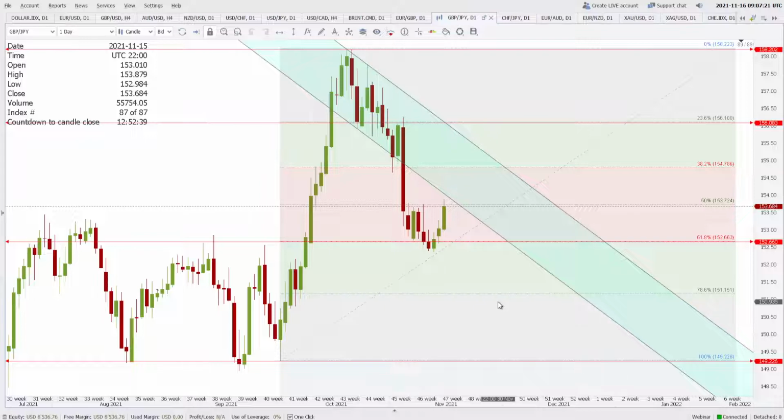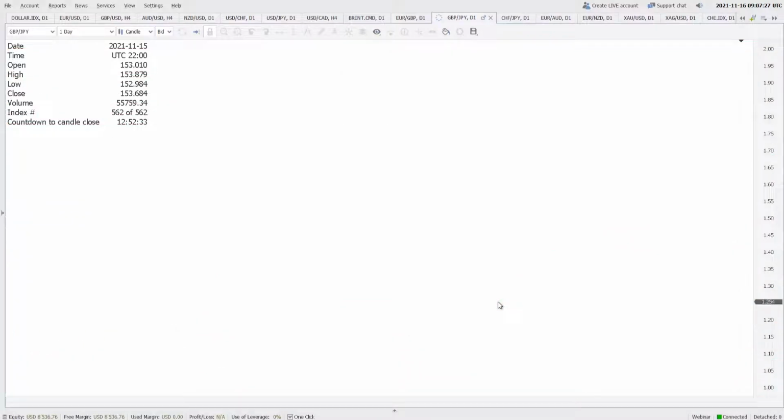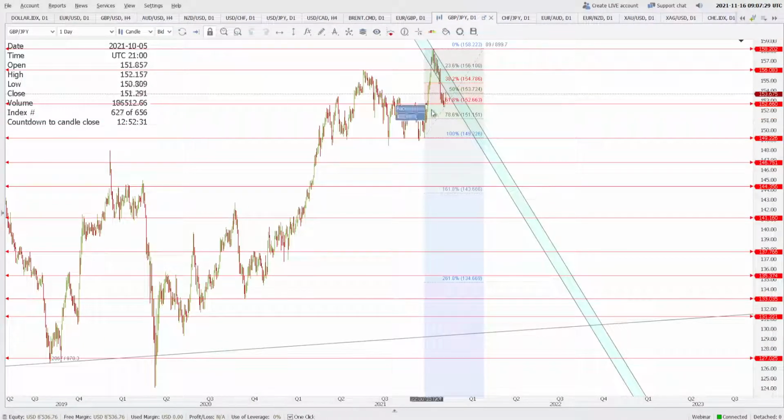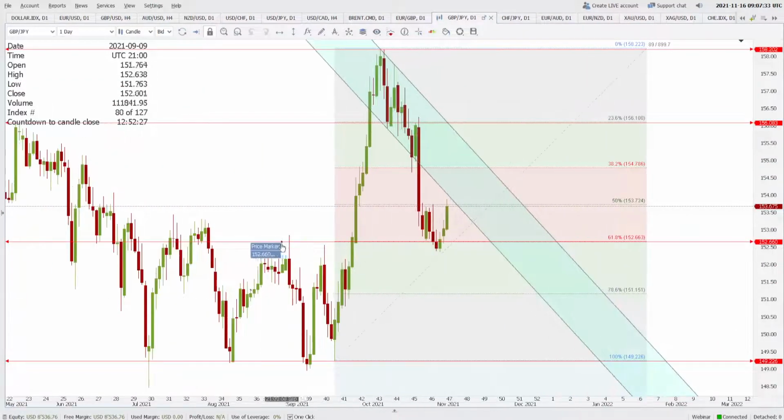GBPJPY is trading high, trading good, at 153.68. Why it is good and why it is high, I'll tell you. In the long run GBPJPY was making higher highs and higher lows, but after breaking these highs here, the price did not test this as a fresh support, and now is the time after reaching 158.20.